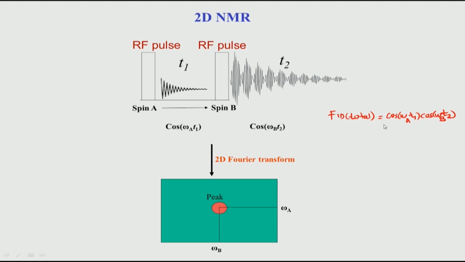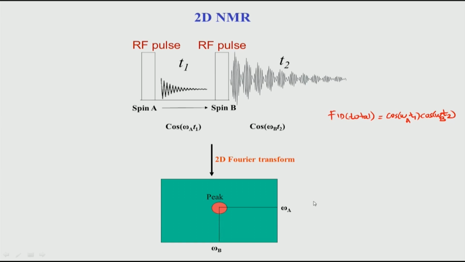So, when I do an independent Fourier transform along T1, which is for this FID, I will get omega A. Okay. But it is also affected by omega B. So, if I do another Fourier transform along T2, I get the respective chemical shift omega B. But because these two are intermodulated, the Fourier transform will give me two frequencies, one frequency for this, one frequency for this, because T1 is different from T2.